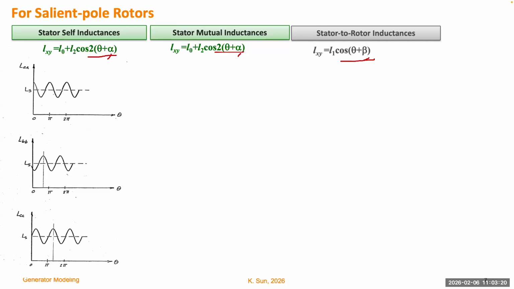So the first group plot actually draws the self-inductances of the stator winding. So you can see the period is 180 degrees, pi. By 2 pi, they finish 2 periods. And because we use winding A as a reference, we start from the peak value.